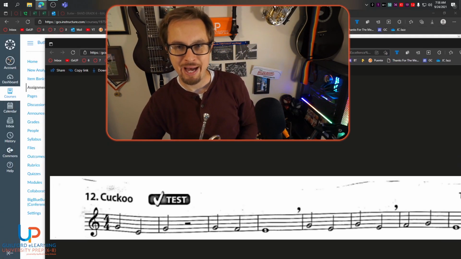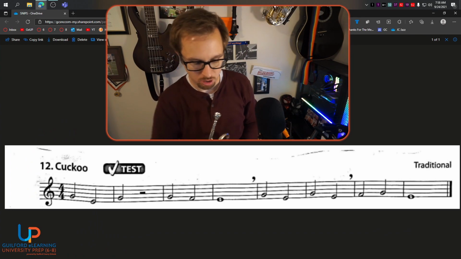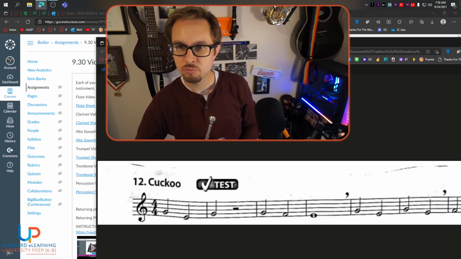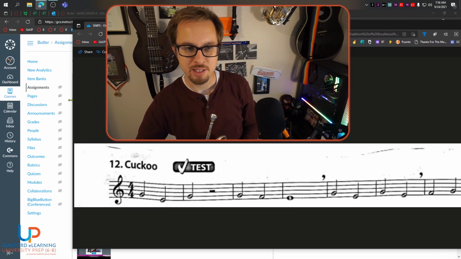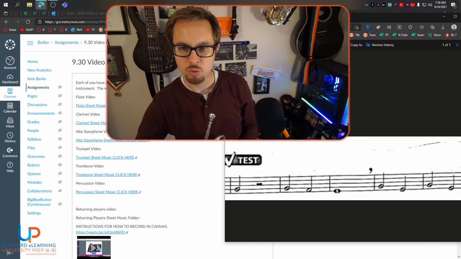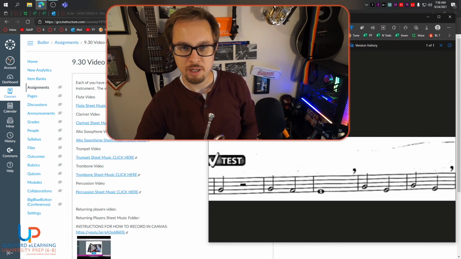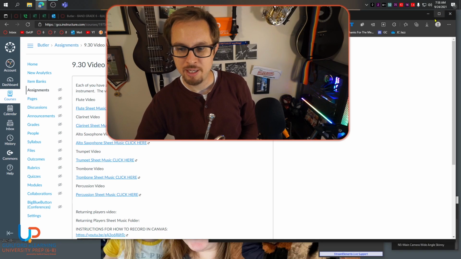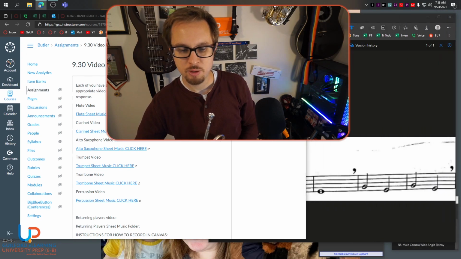Pull the tab out and make it small so that you can see the sheet music at the same time as you can see the recorder. You can make both of them small by clicking on the minimize button and shrinking them. See what I'm doing there?